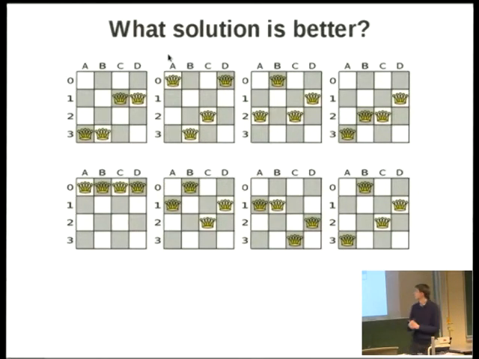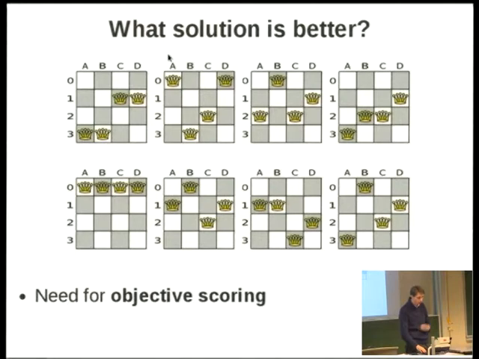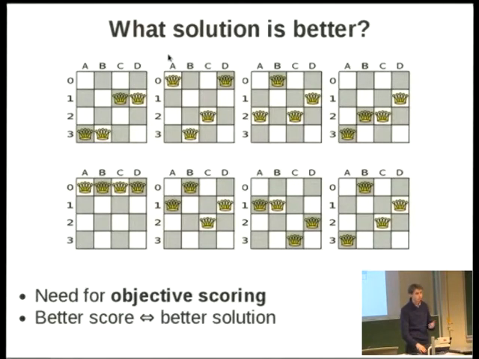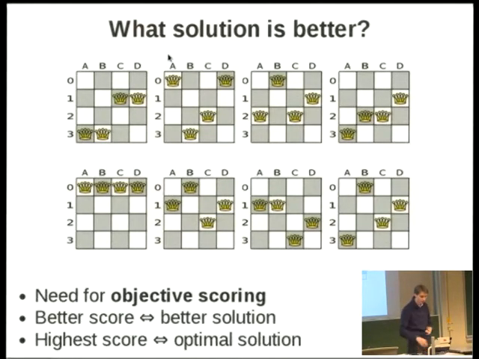Which solution is better if you have a number of solutions here? Well, you can easily see there is no optimal solution where none of the queens can attack each other. But we can also see that this one over here is probably very bad because all the queens can attack each other. So this is basically something we don't want. The others might be better, so we need to somehow figure it out. So we need an objective scoring, and a better score means better solution. And we want to find the one with the highest score, because that's our optimal solution.